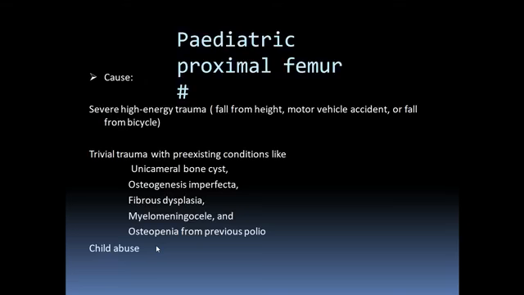And now come to the pediatric proximal femoral fracture. It is caused by severe high energy trauma, fall from a height, or motor vehicle accident. And if it is from trivial trauma, there may be presence of unicameral bone cyst, osteogenesis imperfecta, fibrous dysplasia, myelomeningocele, or osteopenia from polio, and child abuse also.